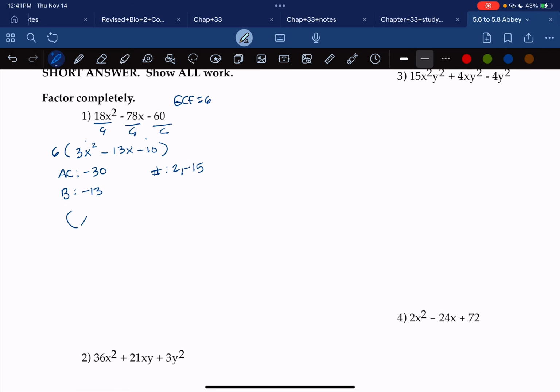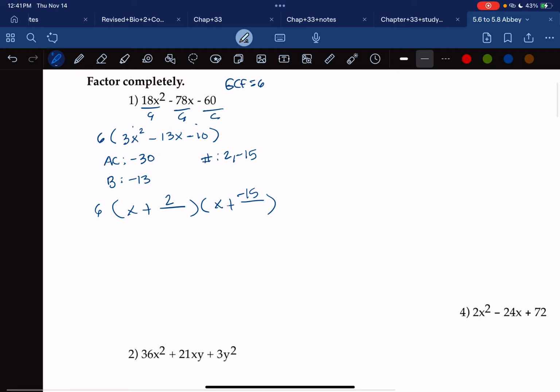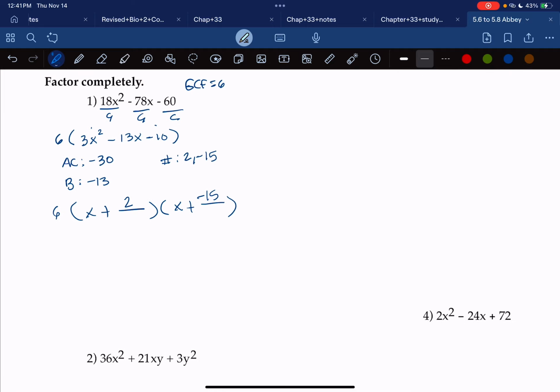Now we can do x plus blank over blank. We can put the 6 out front. x plus blank over blank. And what goes in our blanks on the top is going to be the numbers that we found, so 2 and negative 15. Be mindful of that negative sign. And on the bottom, we are going to put A, which is 3. This can be reduced. This cannot.